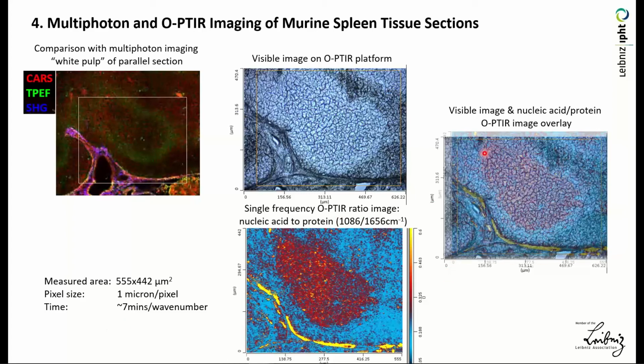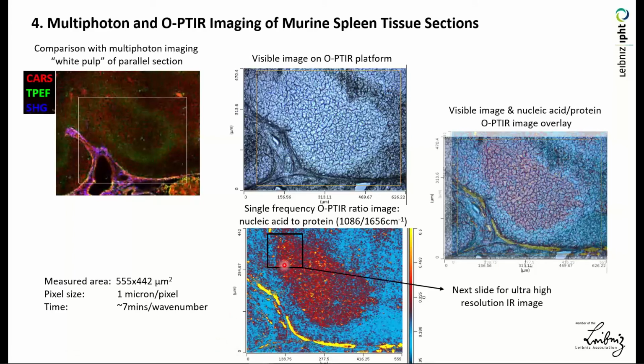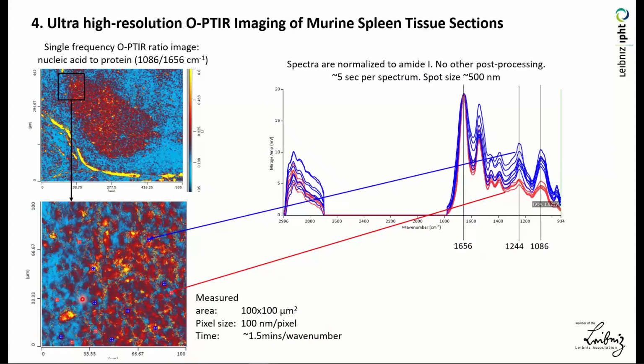And the image can also be overlaid with a visible image to highlight the area with the white pulp and the follicle. From a small region of interest, an ultra-high resolution infrared image was collected. And here it was very interesting. So here the pixel size was 100 nanometers per pixel. And the spectra were normalized. No other post-processing was required. It took approximately 5 seconds to collect a single spectrum, and the spot size was 500 nanometers.